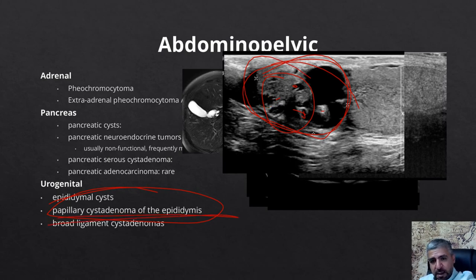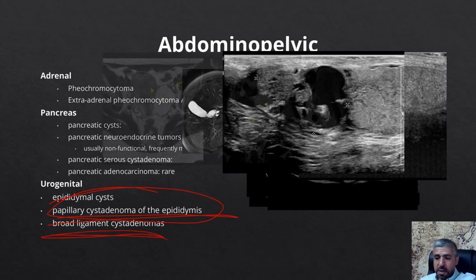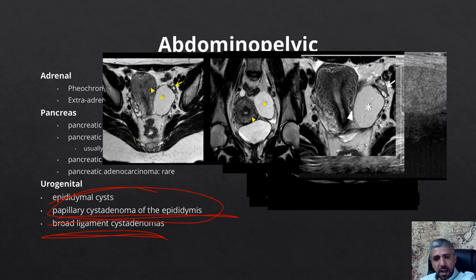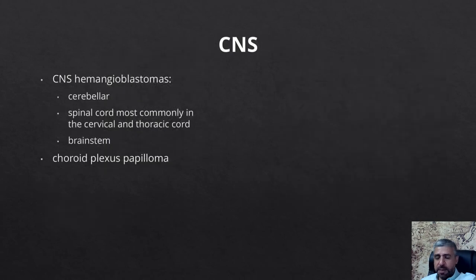And there is something rare, and it's nice to see a demonstration of it. This is called the broad ligament cystadenoma. Broad ligament, of course, is in female patients. It very commonly looks like an ovarian cyst, but if you look carefully, it is in contact with, not arising from, the ovary. You can see here, this is the broad ligament, and this is what's called broad ligament cystadenoma. It's also one of the findings that we see in patients with von Hippel-Lindau disease.